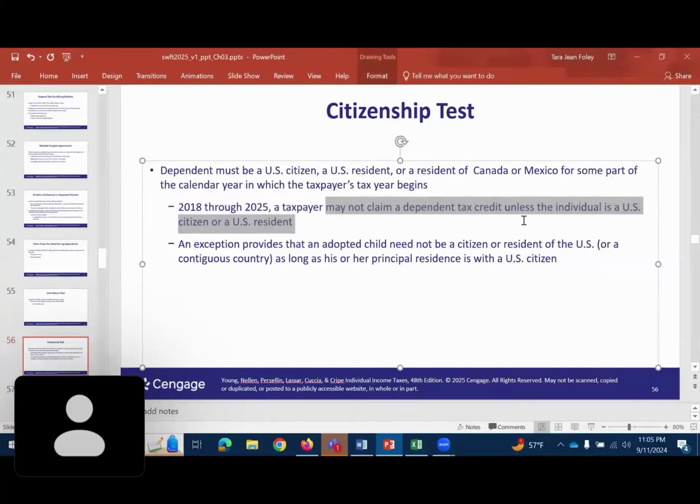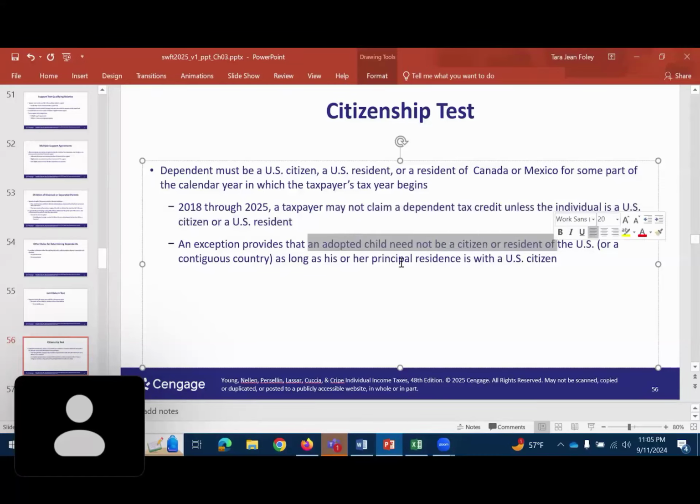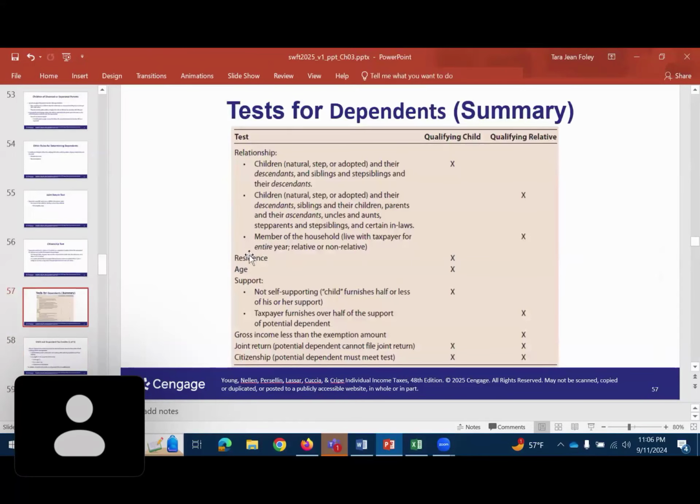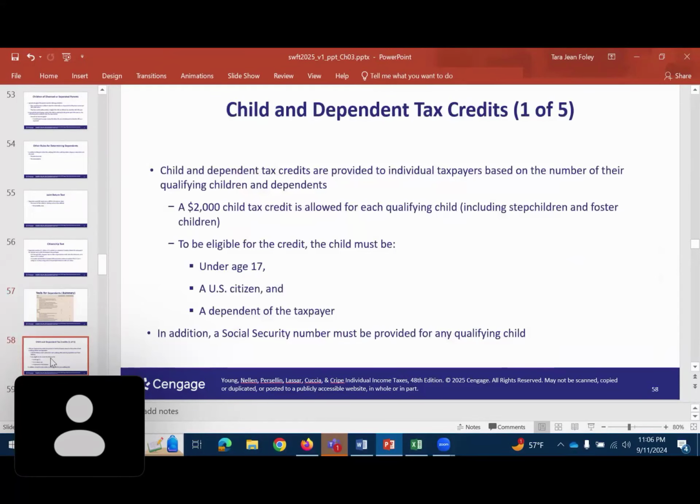citizen or U.S. resident. Unless it's an adopted child, that's not a citizen because they're not there, they haven't come here yet, okay? Sometimes it's a long process. So the relationship test, the residency, age, support, qualifying child, qualifying relative, that's a summary of everything, okay?